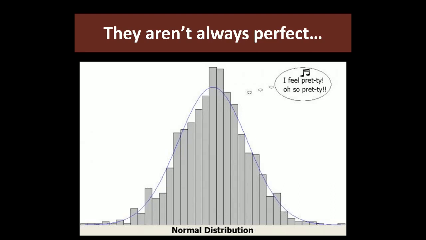Now, here's an example of a distribution of actual data. I don't know what it was from, but you can see that it doesn't perfectly follow the normal distribution. It's not perfectly symmetric. Some of the bars are a little too high, some a little too low, and it's amazing how little that seems to matter when it comes to actually doing an analysis.